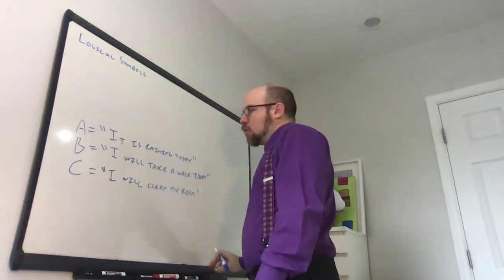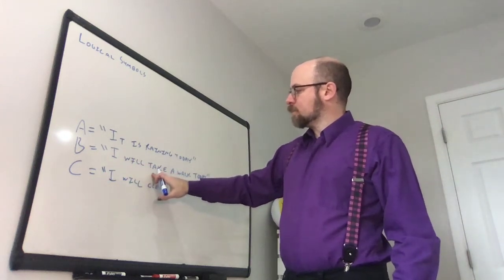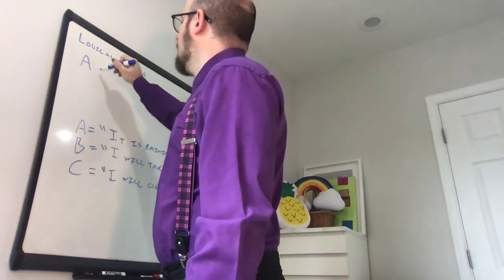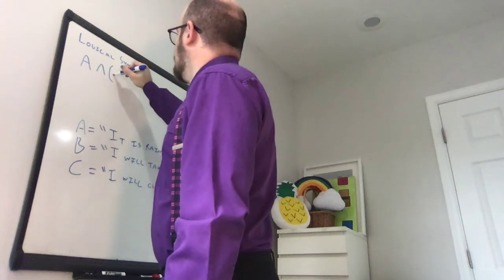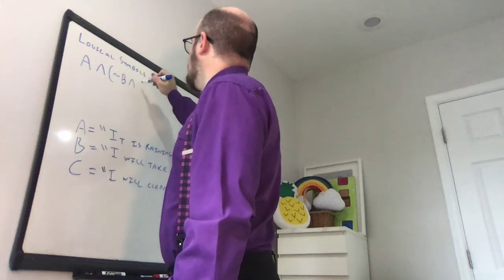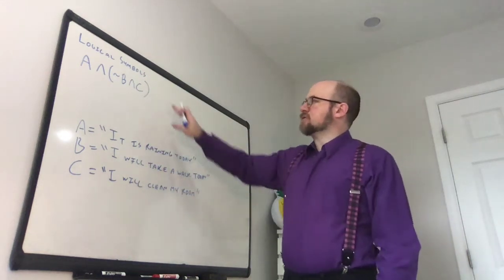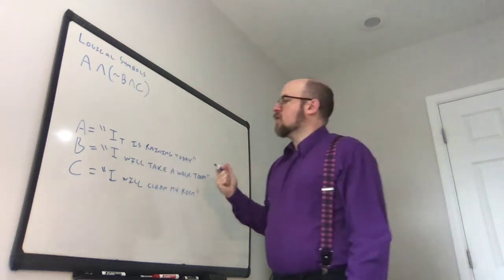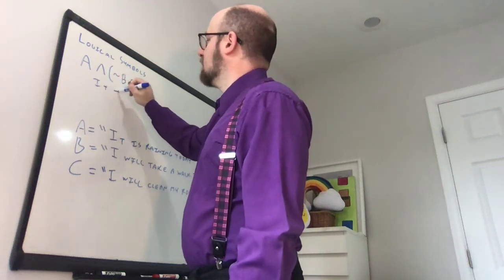We can write more complicated statements by using parentheses. We could say something like A and not B and C. So this is a logical statement: A and not B and C. If we wrote this in English, A is, it is raining today.